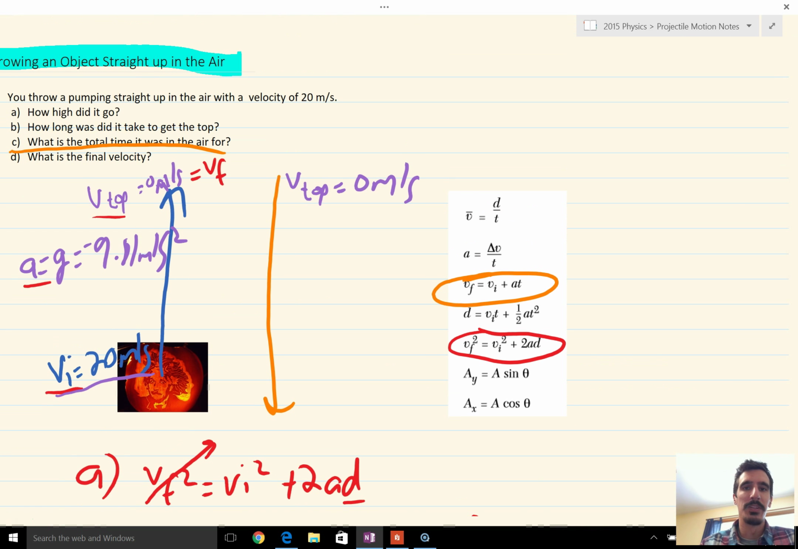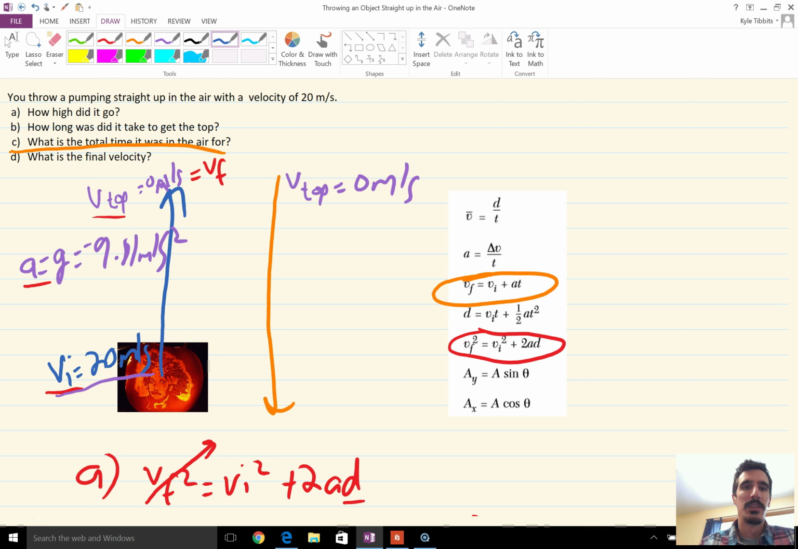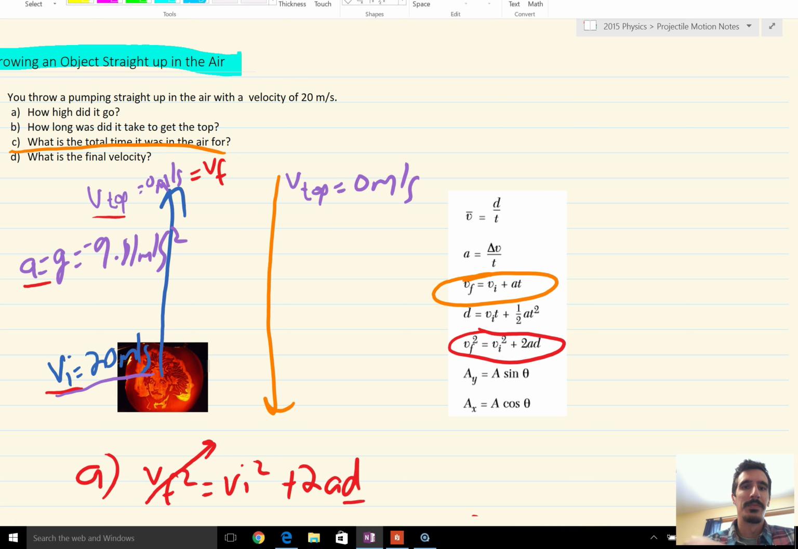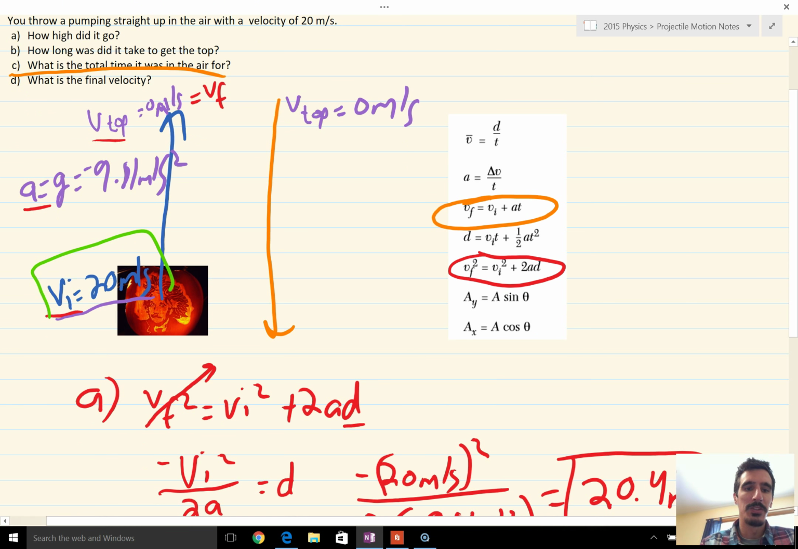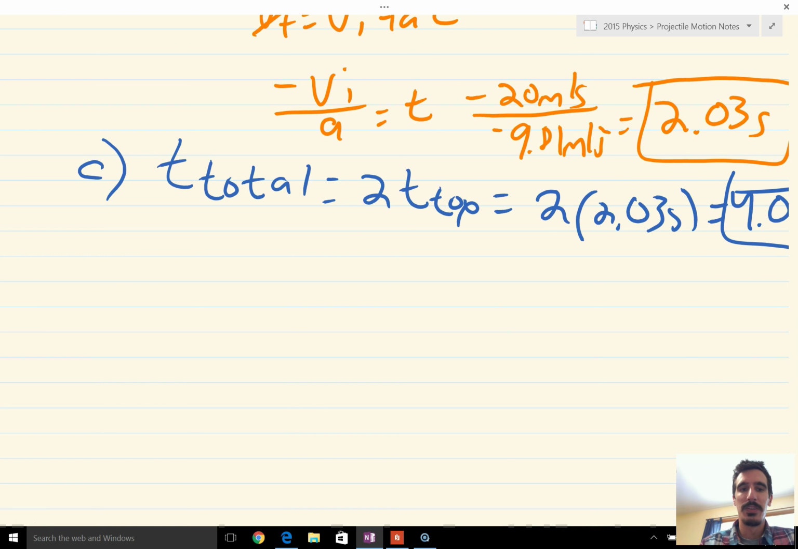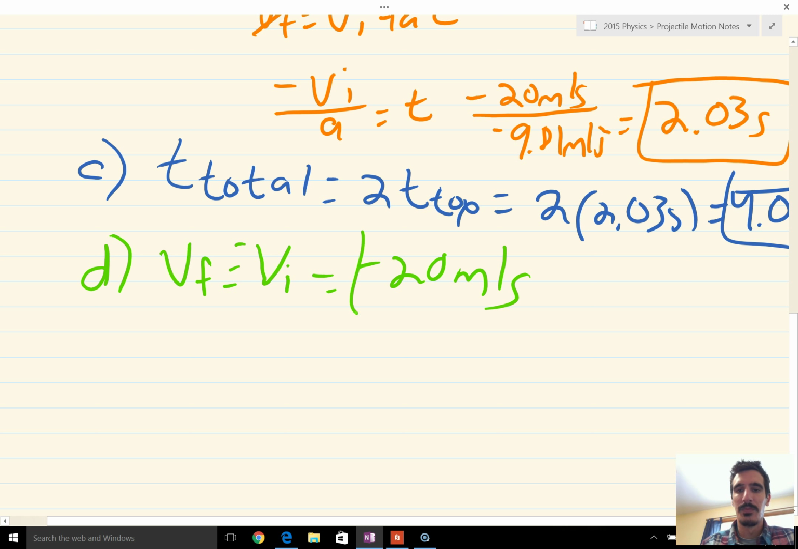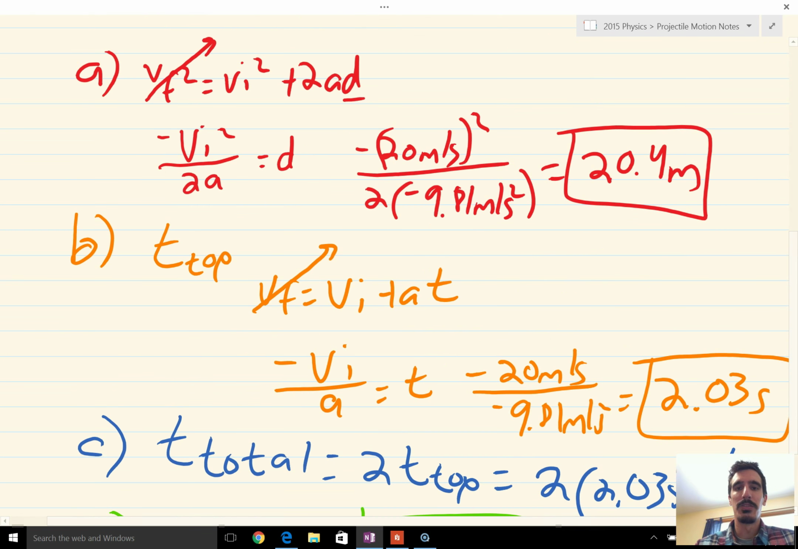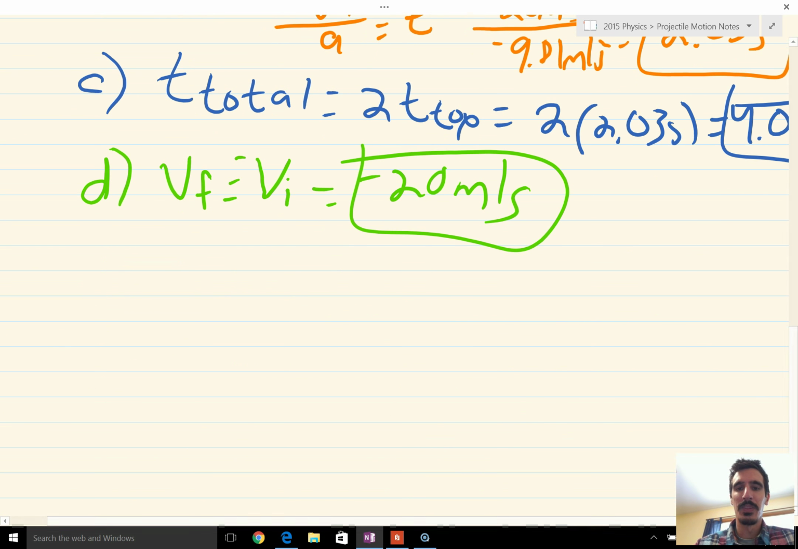Okay, last part. What is the final velocity? Well, we threw it up with a velocity of 20 meters per second. And it goes straight up, and it comes straight back down. Again, it lands right in your hand. So the pumpkin is going to have a final velocity of negative the initial velocity. So Vf is equal to negative Vi, which is negative 20 meters per second. And that's how we analyze throwing a ball straight up in the air.